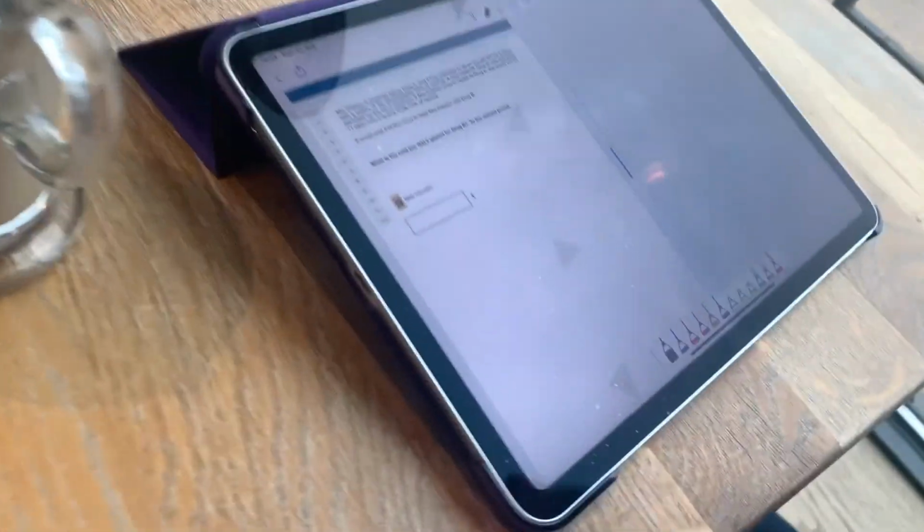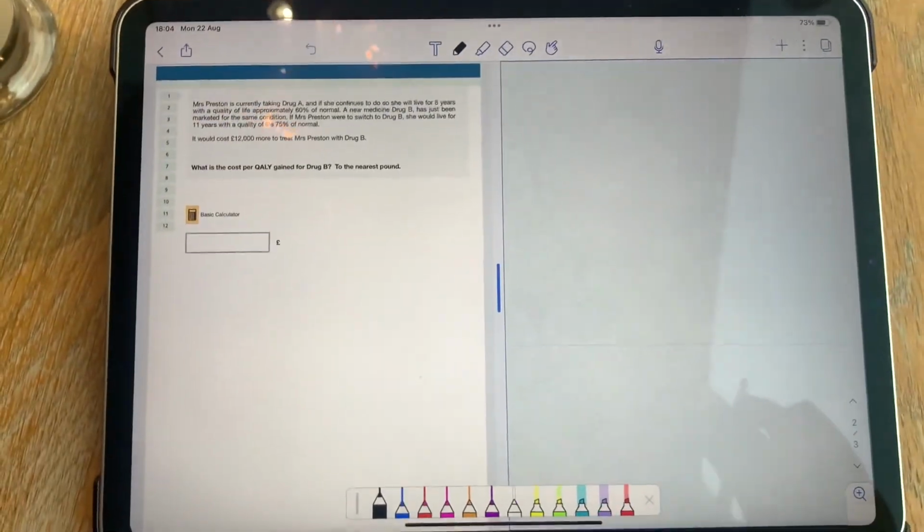Khalil, you want to zoom in on the iPad? Okay, sure, okay. Coming. Wonderful.